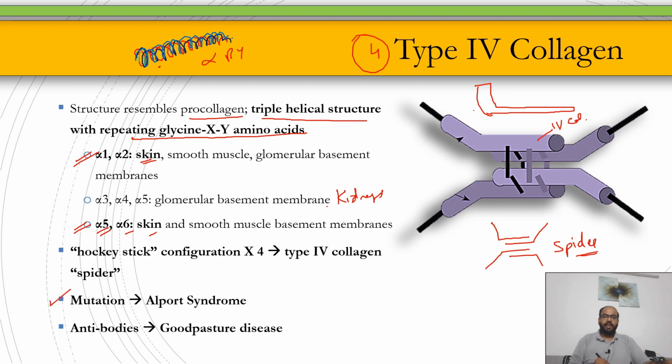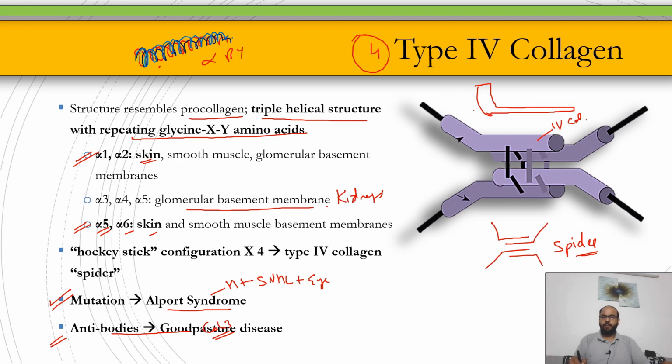If there's any mutation in type IV collagen, you can have Alport syndrome. Now, Alport syndrome is not necessarily restricted to us dermatologists. Alport syndrome has hematuria, majorly because of the kidneys. It has hematuria, sensorineural hearing loss and occasional eye abnormalities. Okay, if there are autoantibodies, then the disease is Goodpasture disease. Here collagen 3 is implicated. So mostly it's an issue of the glomerular basement membrane. So mutation in type IV collagen, Alport syndrome; any antibodies against type IV collagen, Goodpasture disease.